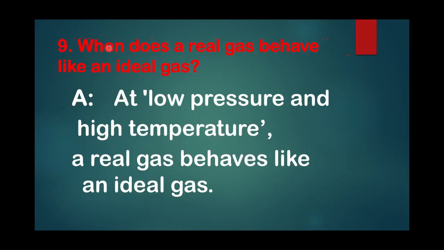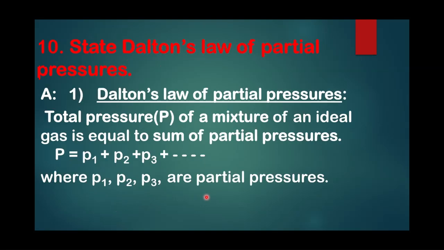And ninth question: when does a real gas behave like an ideal gas? At low pressure and high temperature, a real gas behaves like an ideal gas. And the last question, tenth: state Dalton's law of partial pressures. The total pressure P of a mixture of ideal gases is equal to the sum of partial pressures. The formula is P equals P1 plus P2 plus P3 and so on, where P1, P2, P3 are partial pressures.